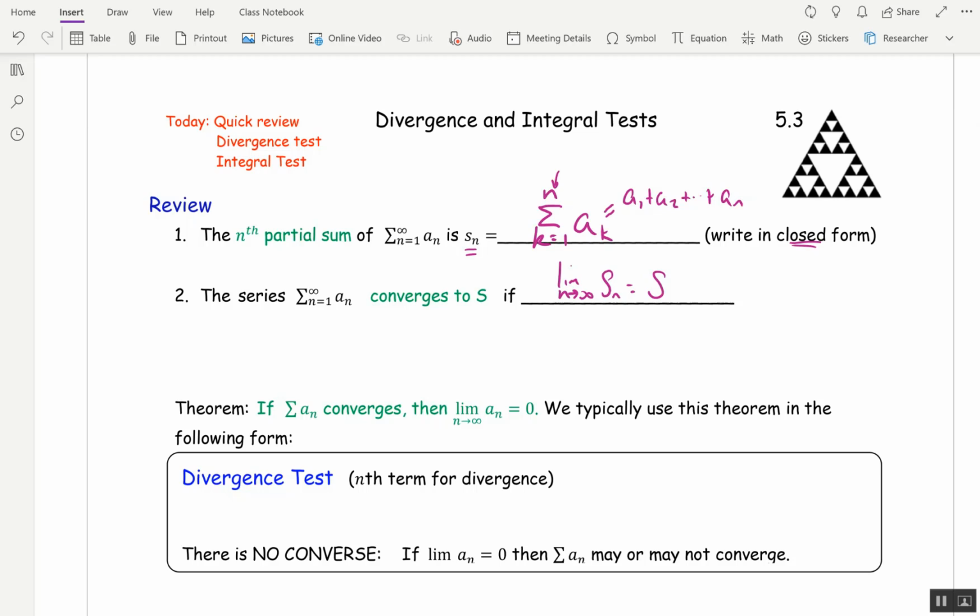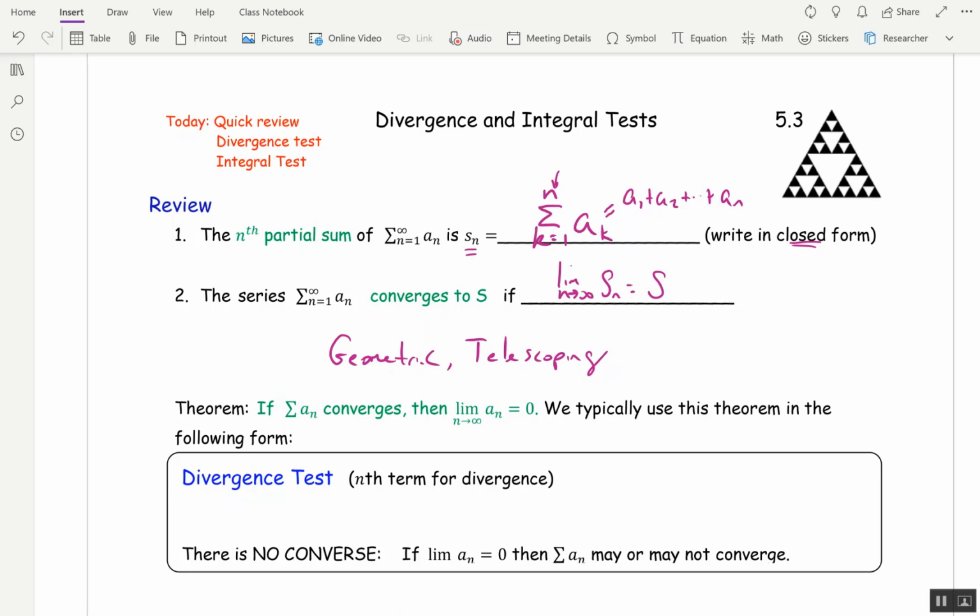So far, we have two tests. We have the geometric series test and telescoping. So today we're going to do two more. So here's a theorem. If a series converges, the limit of the terms must go to 0.